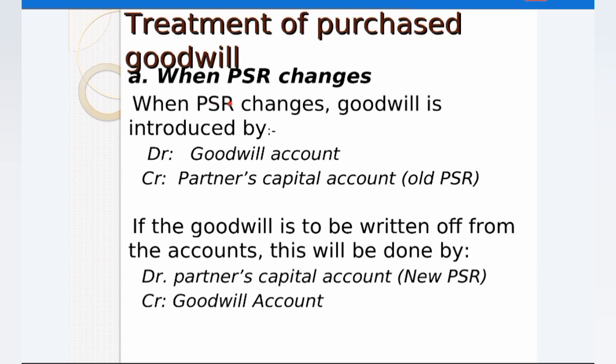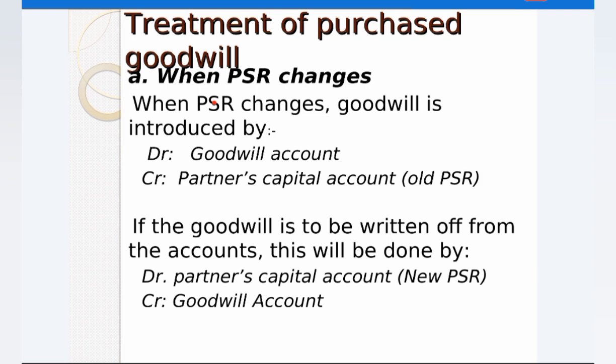Remember, this is when a profit sharing ratio has changed. So to introduce it in your books, you debit the goodwill account and credit the partners' capital accounts, and the partners will share the goodwill in their old profit sharing ratio. Now, when goodwill is to be written off, because we said we maintain goodwill in our books and write it off slowly or gradually until it is fully written off.